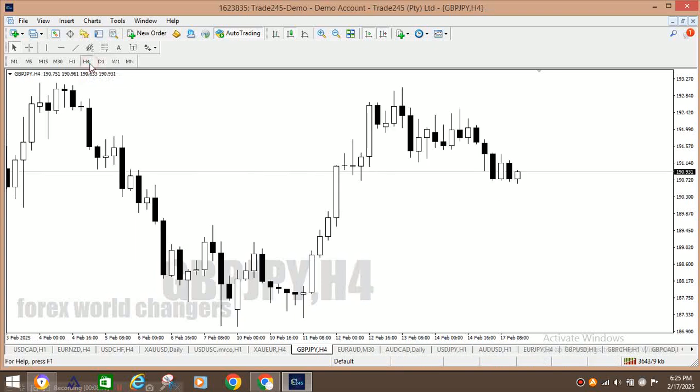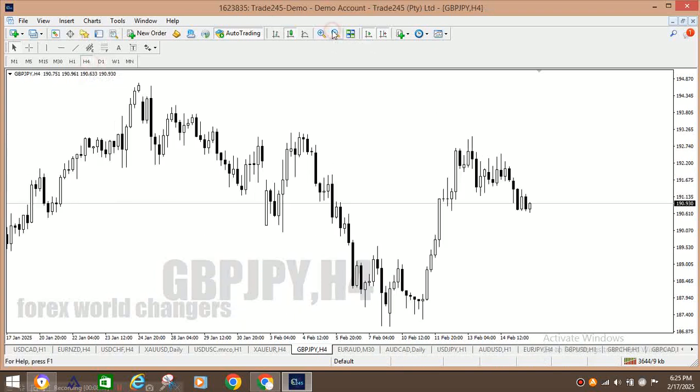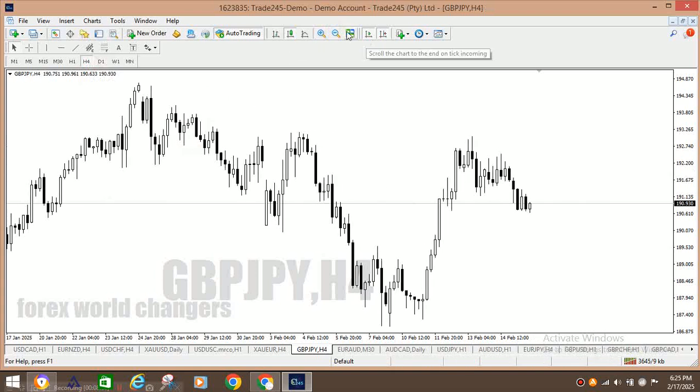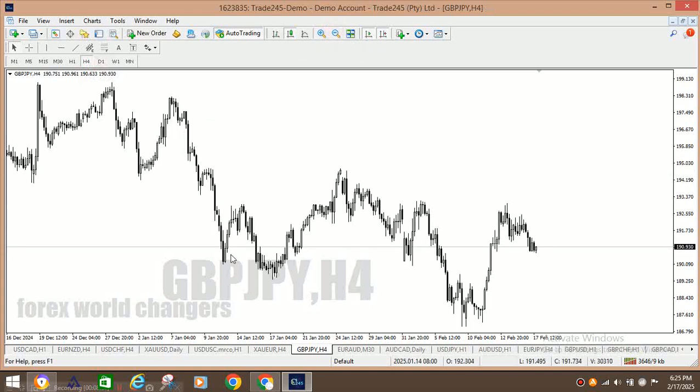So if you look here, we had the sell. The reason why I had the sell was obviously based on the Quasimodo. So we had this shoulder here, and then we have the entire head. So this was the shoulder, and then this was the entire head.